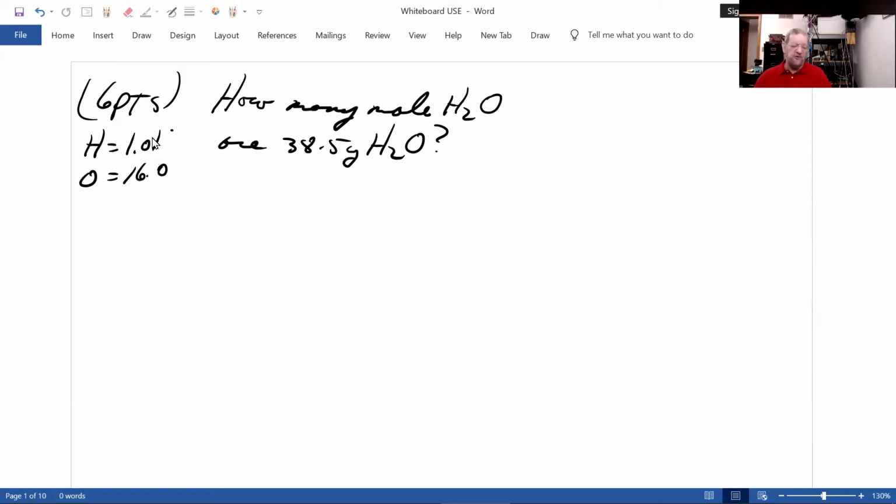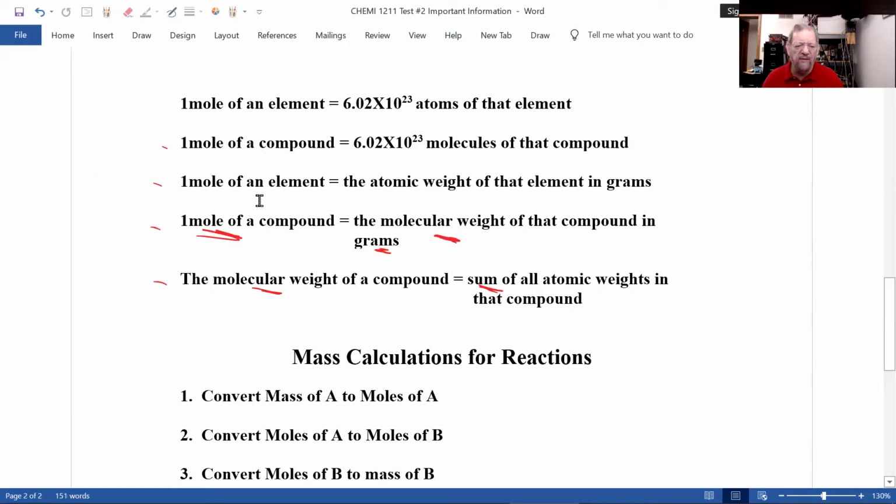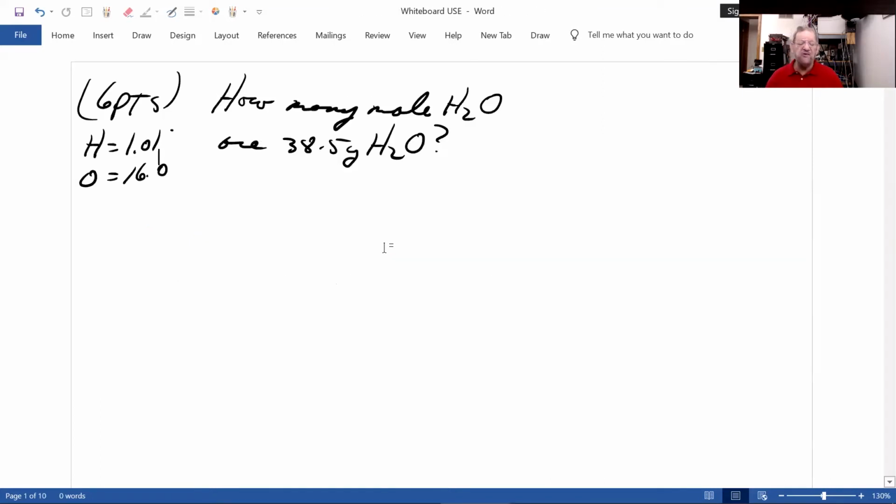And I'm going to let you try one. We've already done this, so I'm going to put you to work. The question is, how many moles of water are 38.5 grams of water? Let me just remind you, one mole of a compound equals its molecular weight, and the molecular weight of the compound is the sum of all atomic weights. With that, your turn.